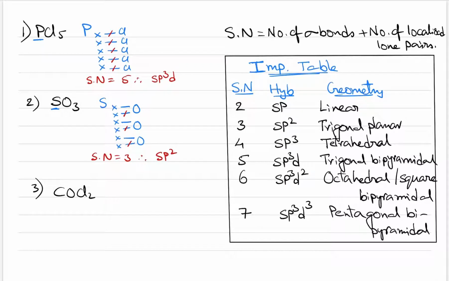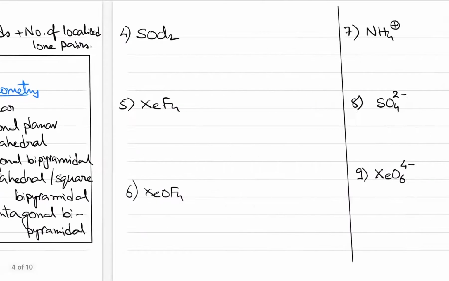And next, in COCl2, the central atom is carbon. Carbon has 4 valence electrons: 1, 2, 3, 4. Different surrounding atoms are there. Chlorines are monovalent, and oxygen is divalent. So put oxygen with a double bond and each chlorine with a single bond. Number of sigma bonds: 1, 2, 3. So the steric number will be 3. Therefore, hybridization is sp2 and geometry is trigonal planar.